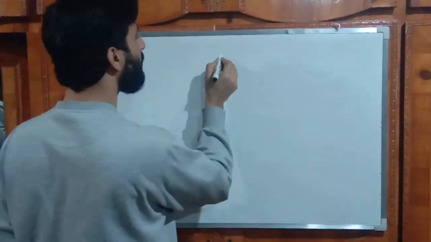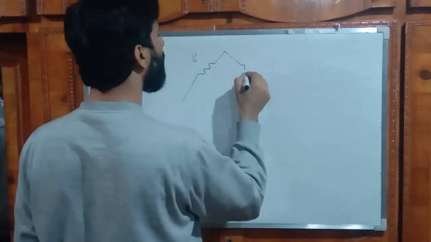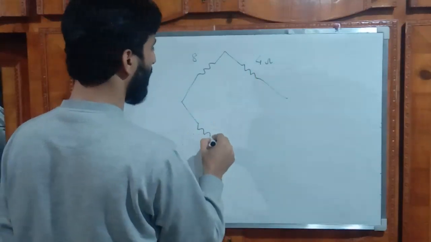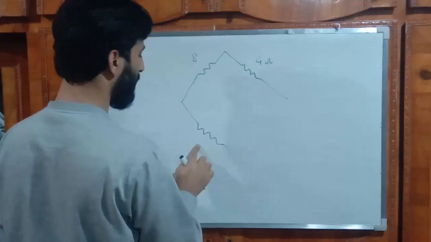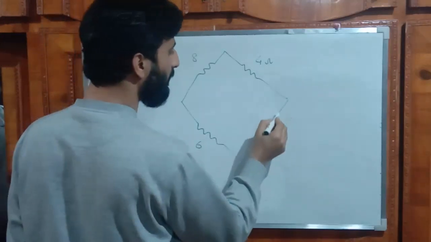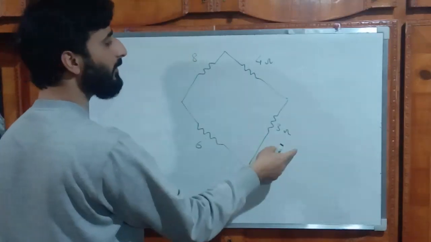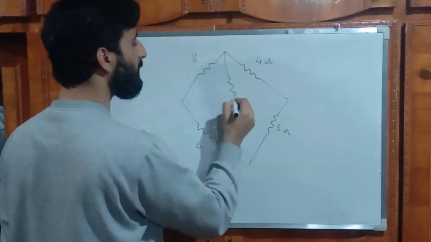Let's solve one more problem. For example, we have an 8 ohm resistor and a 4 ohm resistor, and here we have 6 ohm and this is 3 ohm. So 8 into 3 is 24, 4 into 6 is 24. So this will surely be balanced.